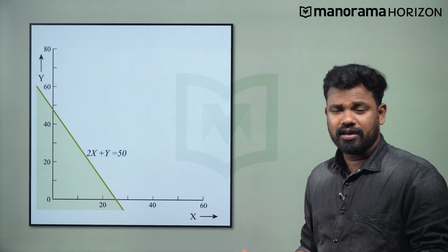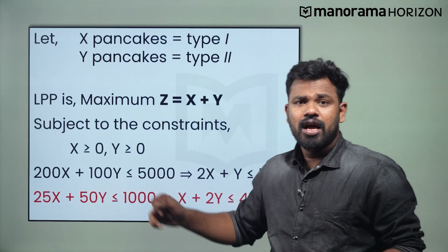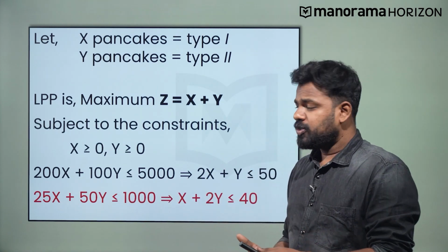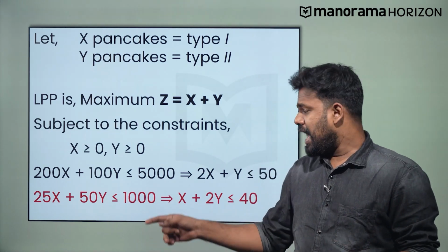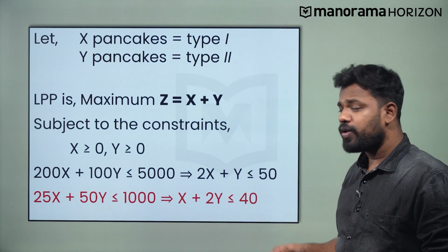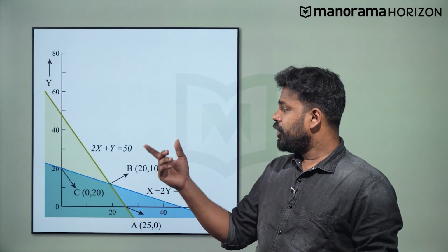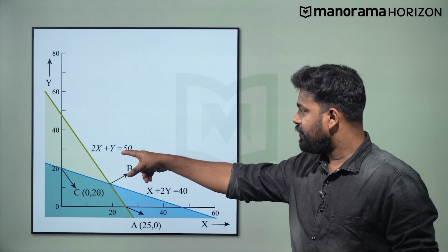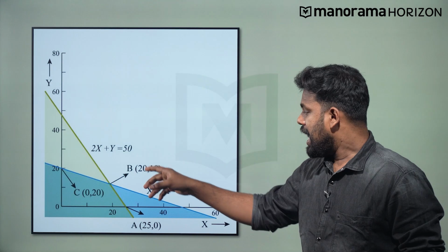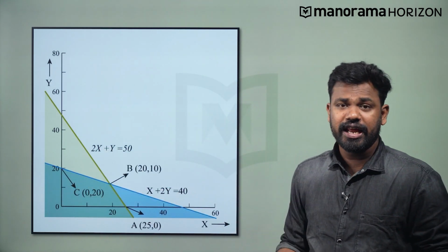You have other constraints also, right? We have the third constraint, that is the total fat: 25x plus 50y should be less than or equal to 1000. From this, I get x plus 2y less than or equal to 40. So this is the third constraint. On plotting the equations, we notice that the shaded portion is the optimum solution. You can see that I have 2x plus y equal to 50 and x plus 2y equal to 40, and I have shaded the area common to both, the gray area.